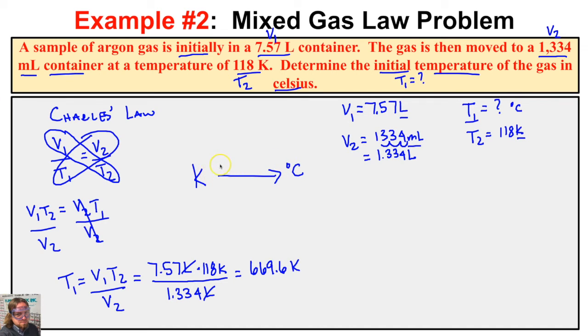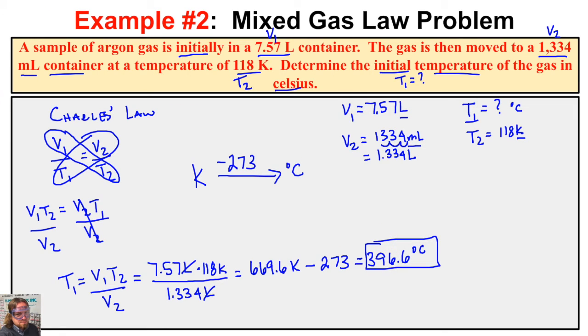Well, to go from Kelvin to degrees Celsius, we have to subtract 273 from our Kelvin temperature. And so what we'll do here is we'll take 669.6 minus 273, and we will end up with a final answer of 396.6 degrees Celsius. So this is going to be our initial temperature of this gas in degrees Celsius, 396.6 degrees Celsius.